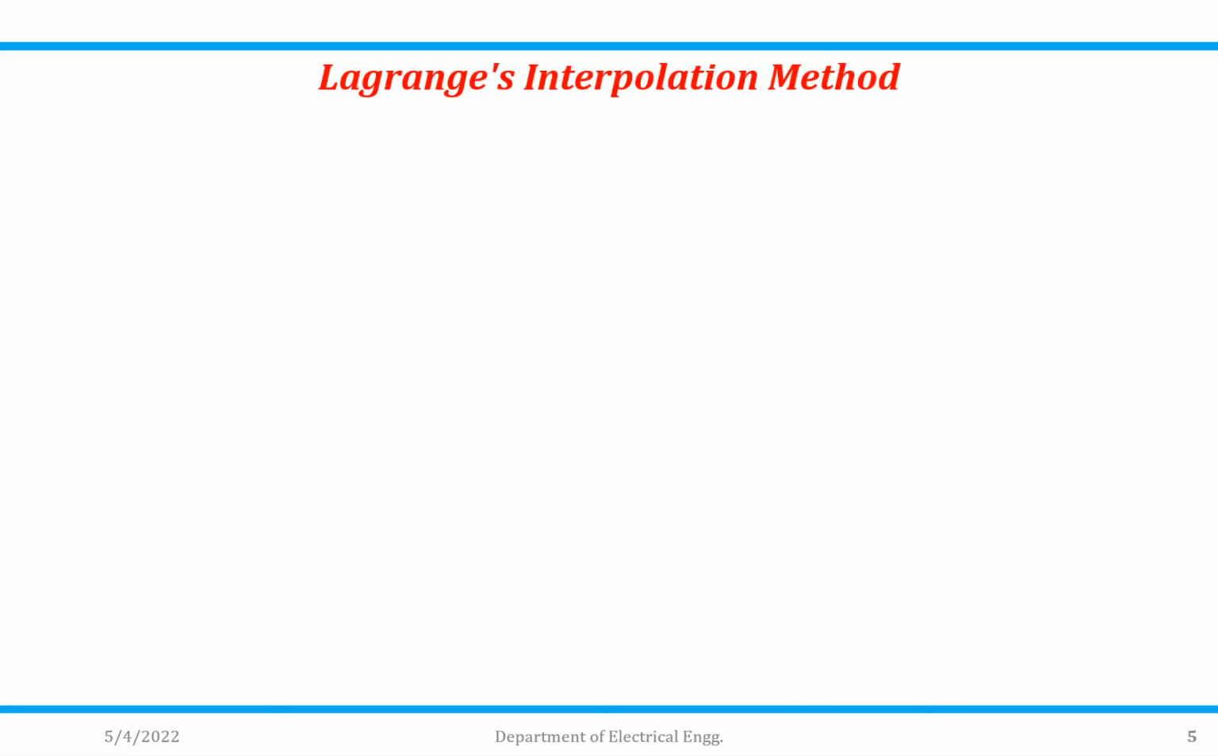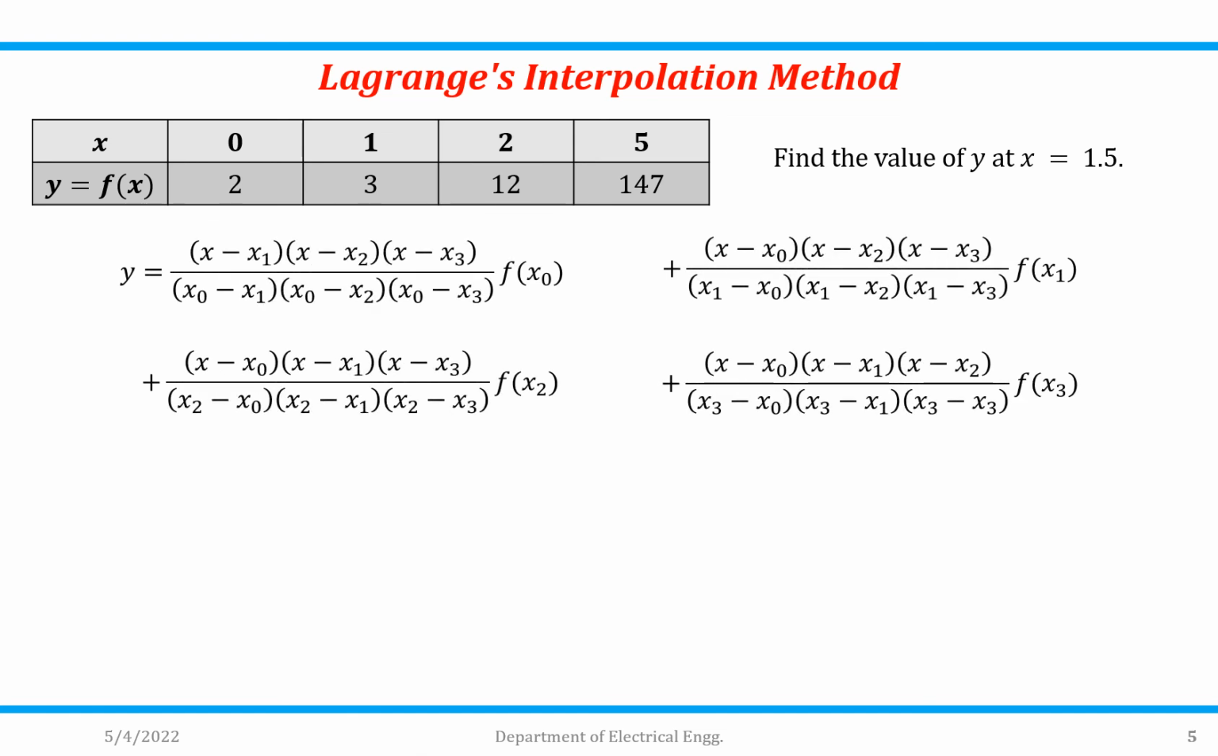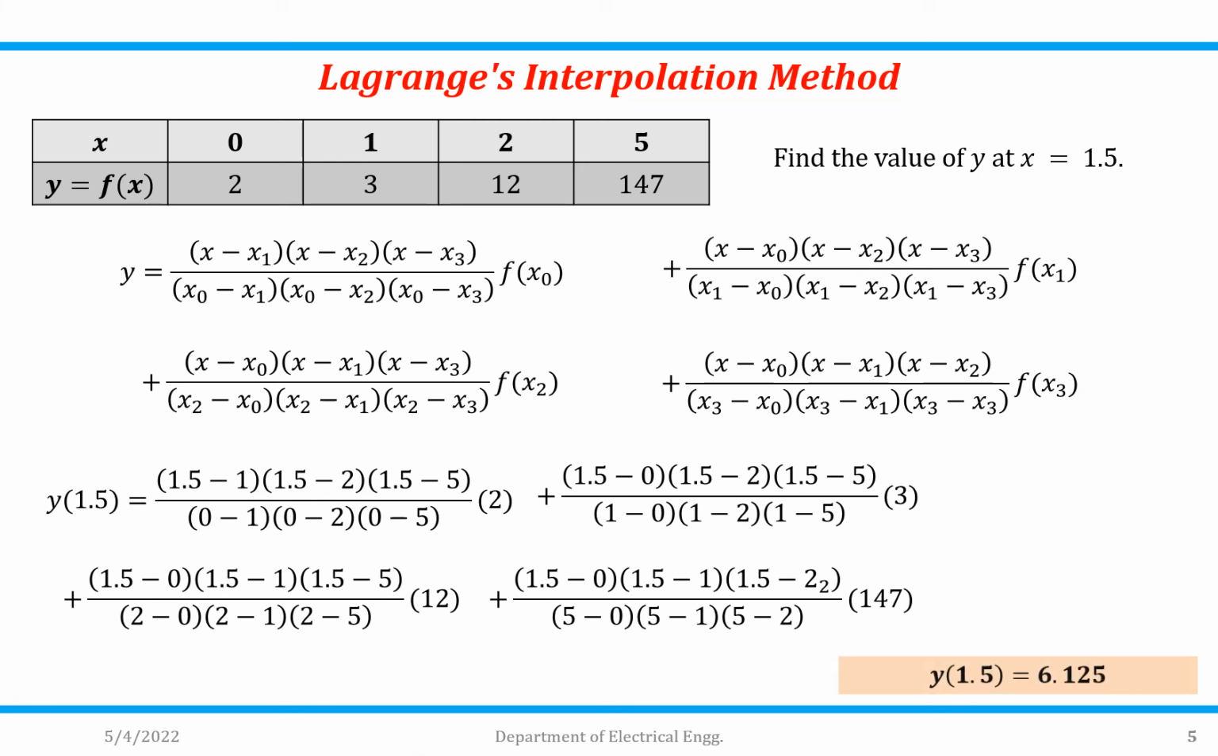Let us consider an example of Lagrange's interpolation method. The data is given: for x equal to 0, y is 2; for 1, 3; for 2, 12; and for 5, 147. Find the value of y at x equal to 1.5. So we can write the formula, and here x will be equal to 1.5. This is x0, x1, x2, x3, and this is y0, y1, y2, y3, or f of x0, f of x1, f of x2 and f of x3. Substituting all the values, you will get the answer y of 1.5 as 6.125.